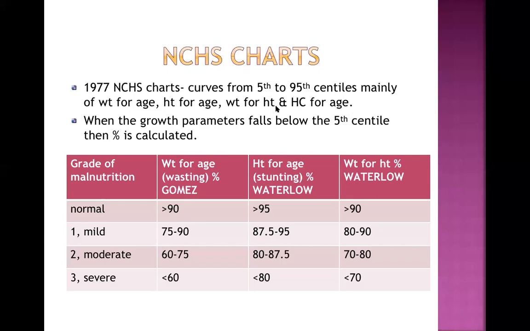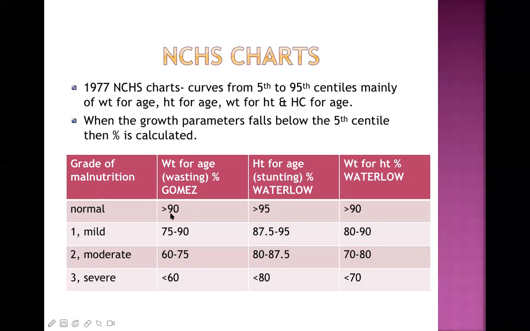So a tall person should have slightly more weight for that particular height, and a short person should have a bit lesser weight for that particular height. So this is the concept of weight for height. Now, when the growth parameter falls below the 5th percentile, it is known as malnutrition, and we calculate the percentage. Accordingly, the malnutrition is classified, and these are different types of classification.